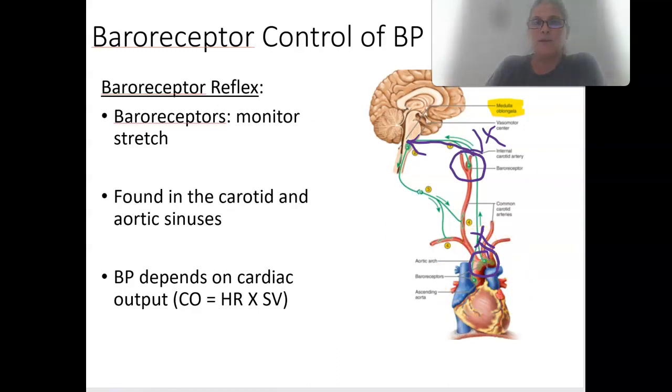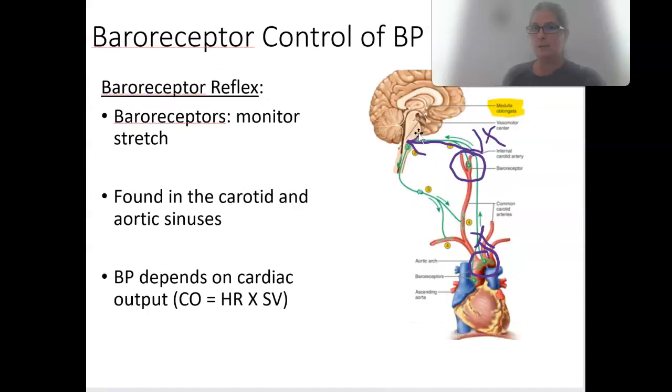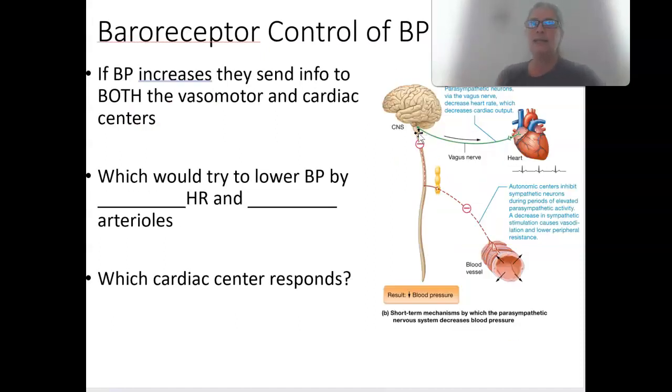So they're going to pick up if there's increased stretch. And since blood pressure depends on cardiac output, we already talked about how these centers relay information up and that either the cardioacceleratory or the cardioinhibitory centers are going to respond. But now we're going to do the full picture. So what really happens is if there's a change in blood pressure, those baroreceptors are going to send information up to the medulla, but they send it to both the vasomotor center and the cardiac center. So these centers are going to respond together.